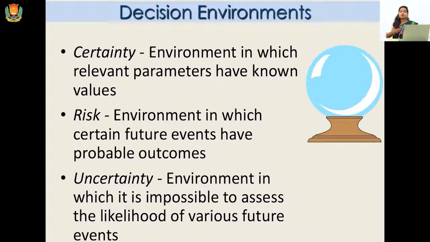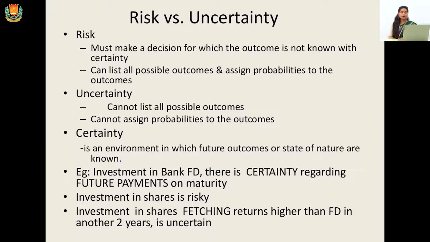So whatever decision the manager takes will depend upon the risk. And the third one is uncertainty. This is a very complex situation where we don't know about any future activity or future outcomes, and it is impossible to say what is going to happen in the future. That time we use uncertainty.